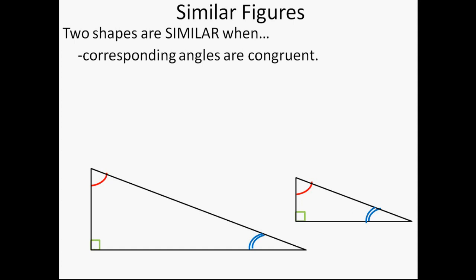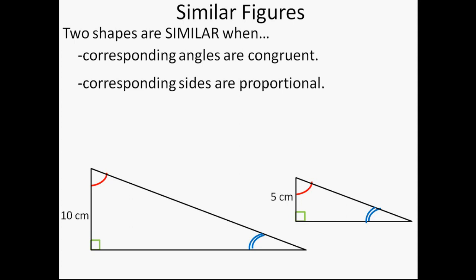The green squares are both 90-degree angles. They correspond with each other. So all of these angles are congruent, and that means that these triangles are similar. Also, the corresponding sides of these triangles have to be proportional. That means when you compare the corresponding sides, they're all going to break down to the same fraction.